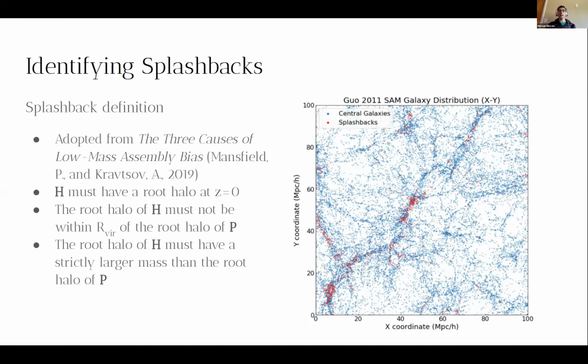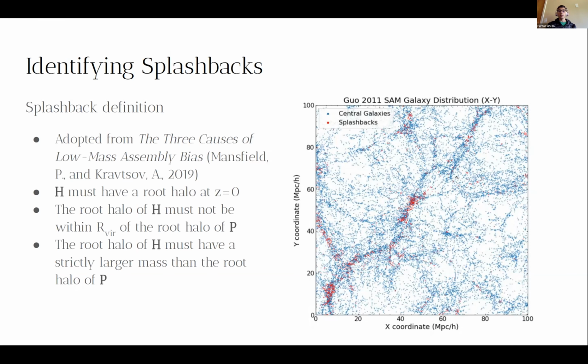So with these three conditions adapted from the previous paper, I implemented this as a filter using Python to identify which galaxies would be splashbacks. And the results for that are given here in a spatial distribution plot for a certain region. I've plotted the central galaxies in blue, and then specifically the splashbacks in red. So the splashbacks appear in denser regions, which makes sense as they are galaxies that interact with their neighbors, and they're going to have more interactions in denser regions.